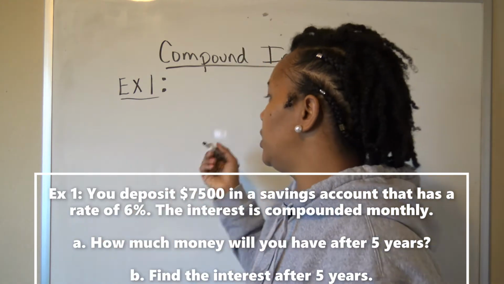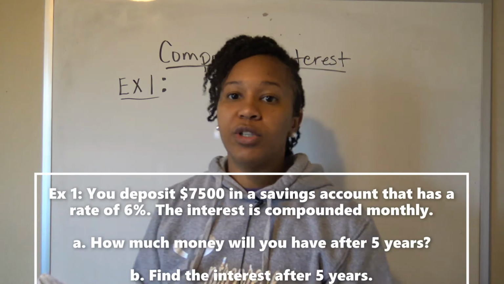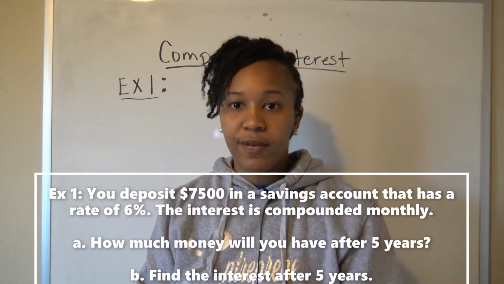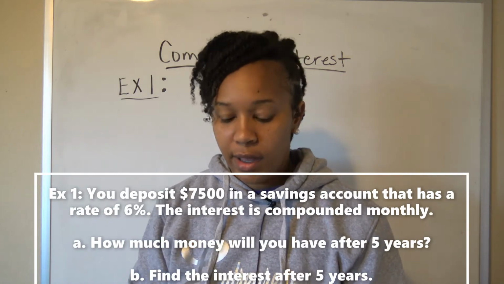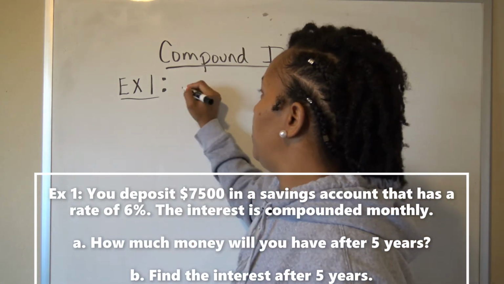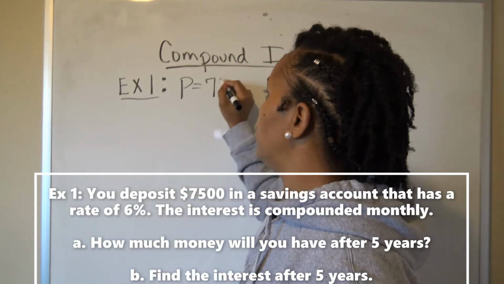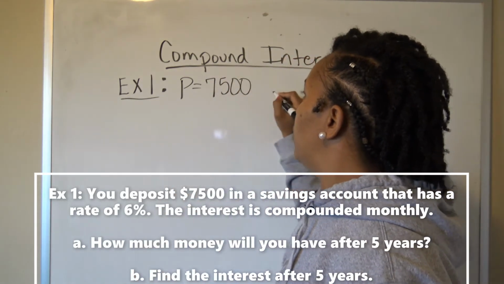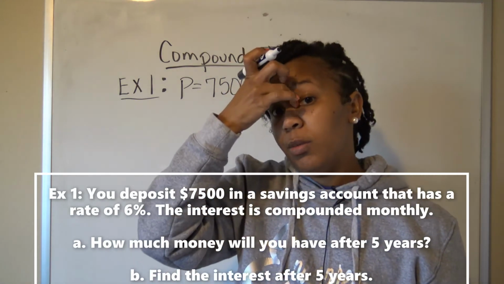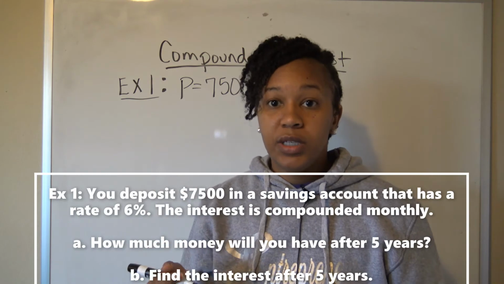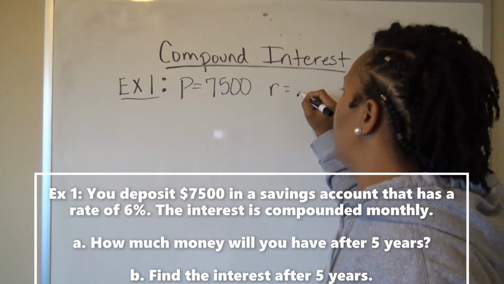The first thing we need to do is identify our variables. We're trying to figure out how much we will have after 5 years. That means we're looking for the future amount, so we're looking for A. Now we need to figure out what P is. P is the amount of the original investment, which was $7,500. What is R? R is the interest rate. The interest rate is 6%, but remember you have to convert 6% to a decimal. If you move the decimal to the left 2 times, that becomes 0.06.